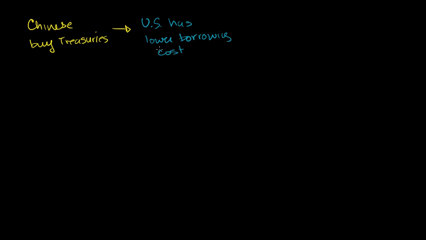And now this has several interesting side effects. This means that it's easier for the government to finance deficits. They don't have to pay as much in interest to finance deficits. So that means that they can spend more. They can give out more payments to U.S.